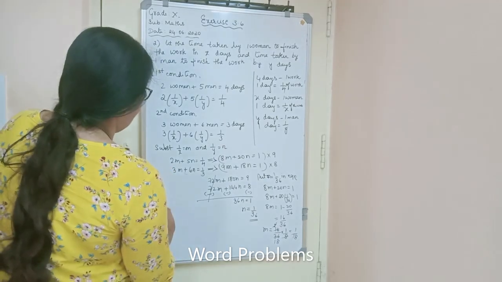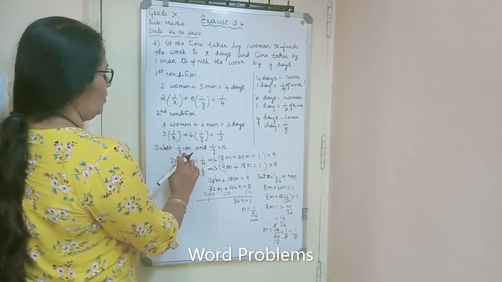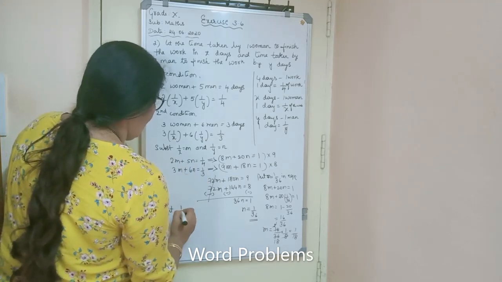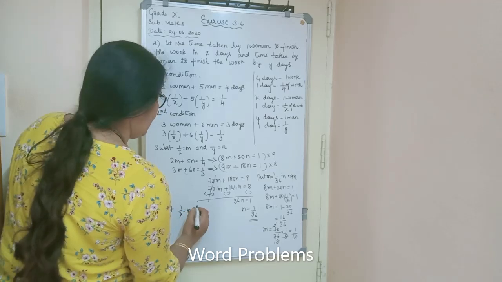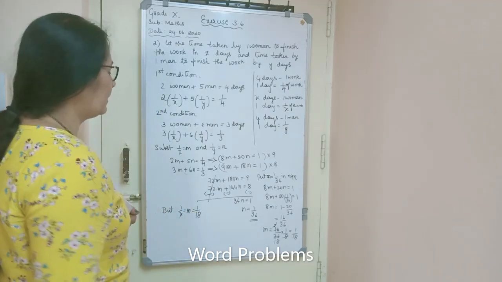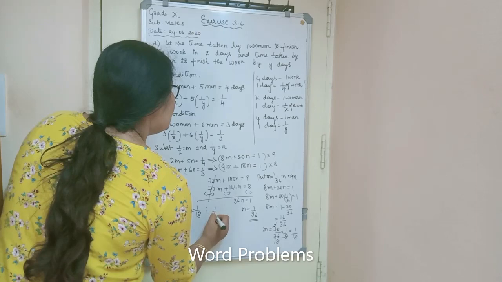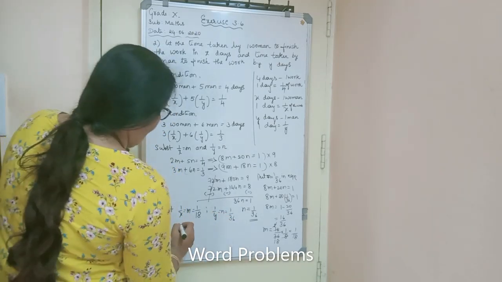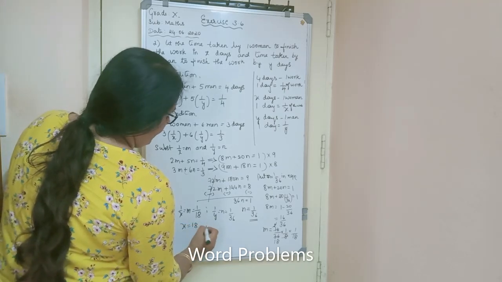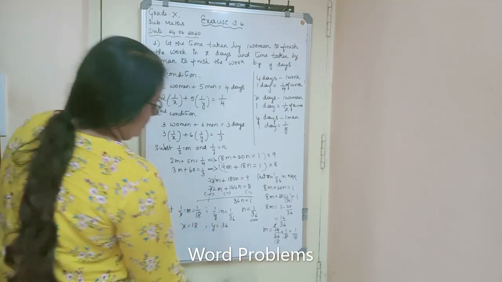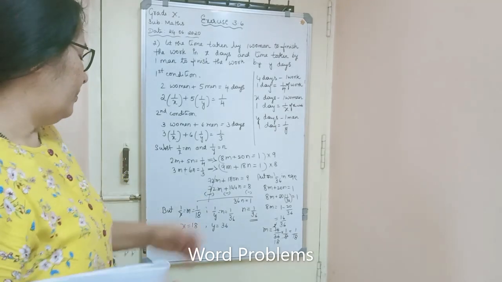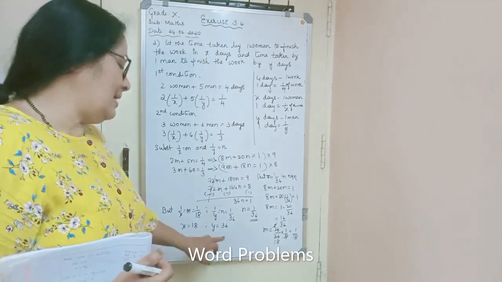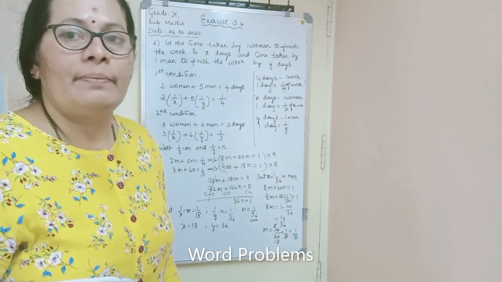Therefore, see here we have taken 1 by x as m. Now 1 by x equals m, which is 1 by 18, and 1 by y as n, which is 1 by 36. So x equals 18 and y equals 36. That means one woman takes 18 days to complete the work and one man takes 36 days to complete the work.